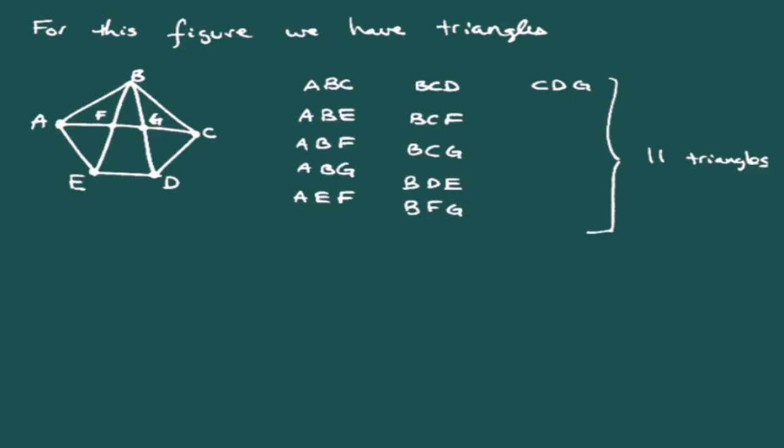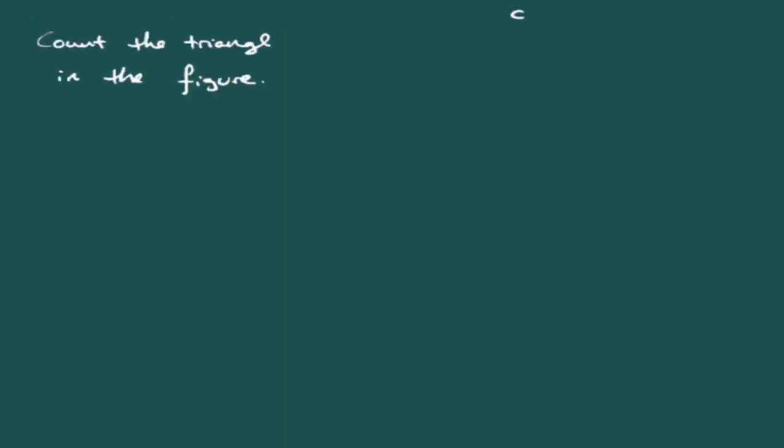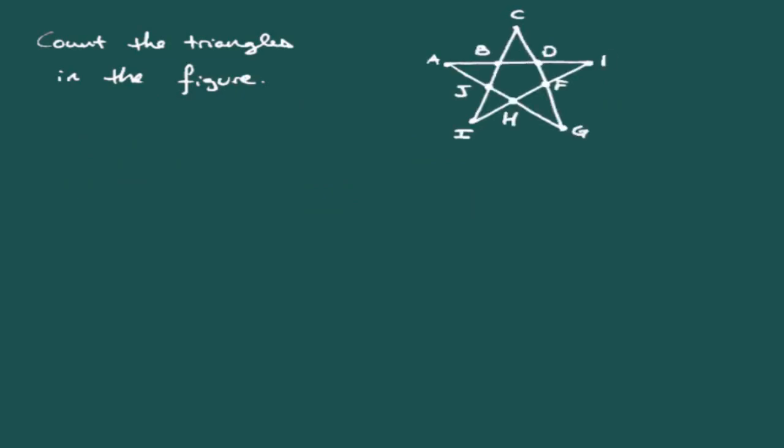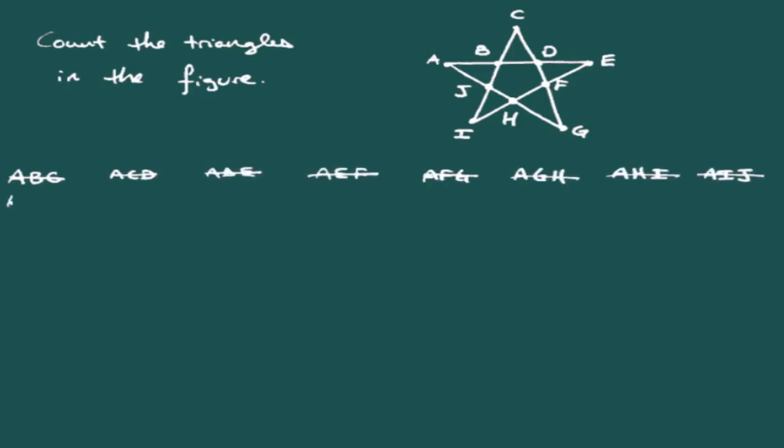And so the last figure that we will look at, suppose somebody gives us a 5-pointed star, and inside this 5-pointed star we've got vertices A, B, C, D, E, F, G, H, I, and J as far as those connections. And the same question as before, how many triangles are going to be contained in this figure?